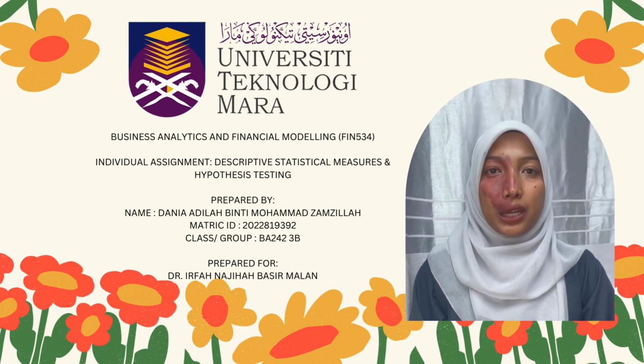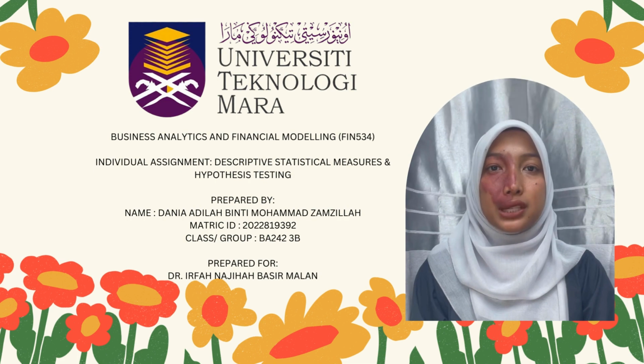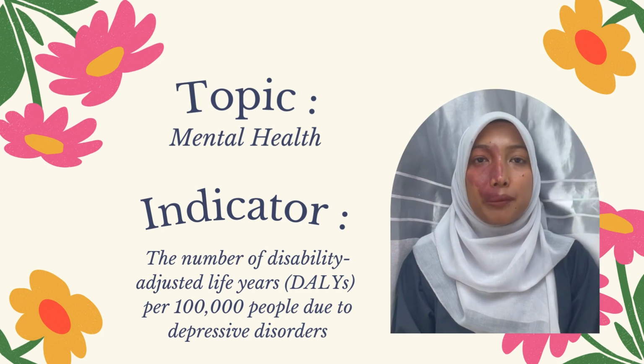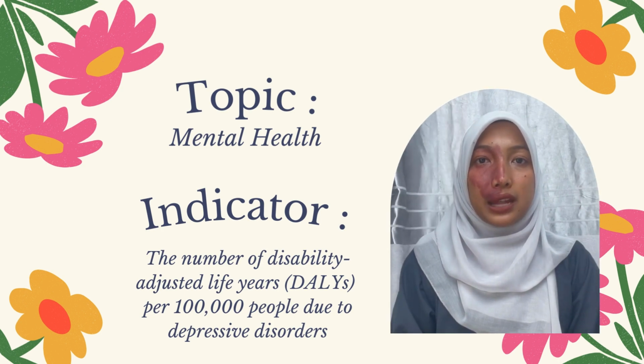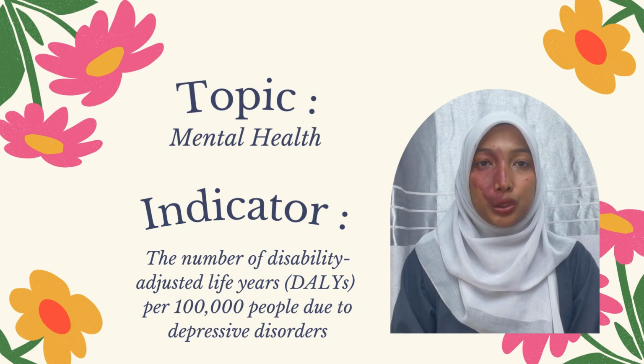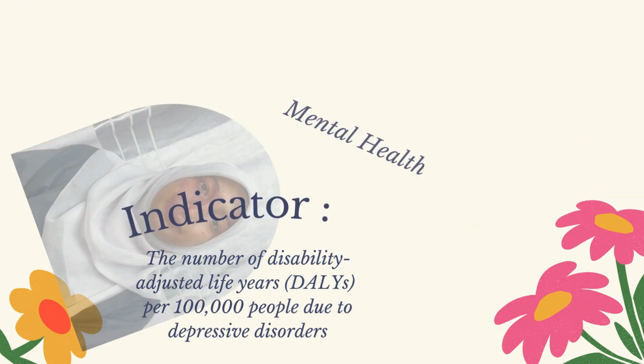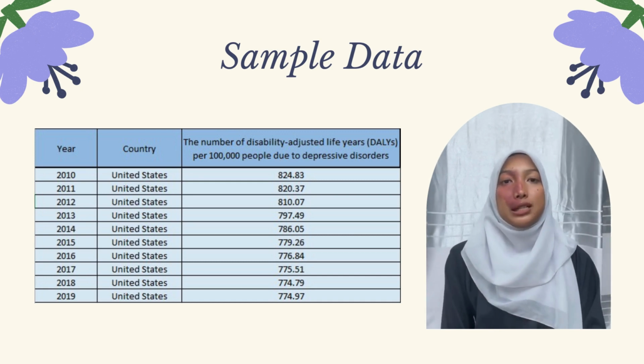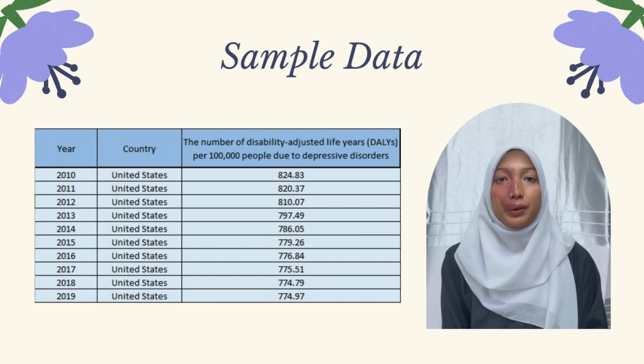So, today I would like to present about my descriptive measures and hypothesis testing. I choose mental health as my topic, and my indicator is the number of disability adjusted life years, DALYs, per 100,000 people due to depressive disorders. So, this is my sample data. It was about the number of disability adjusted life years, DALYs, per 100,000 people due to depressive disorders.